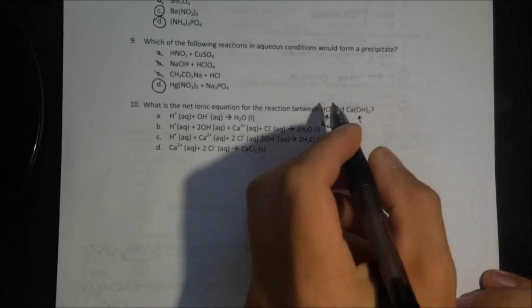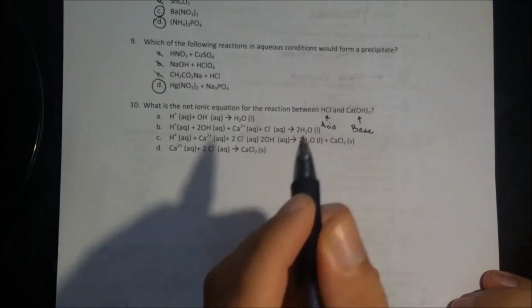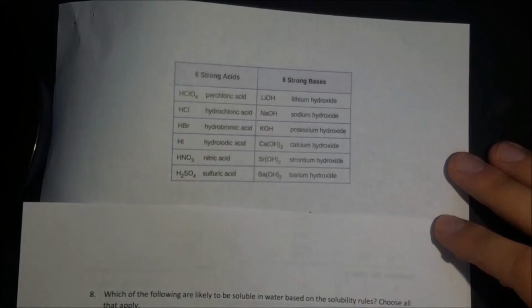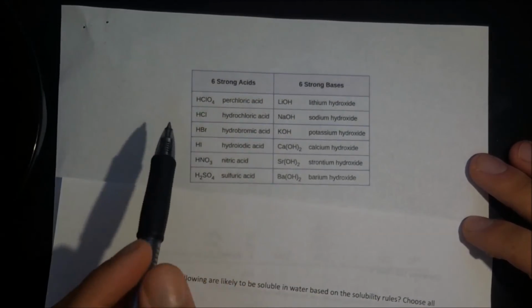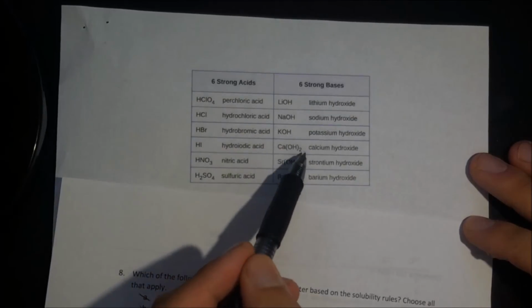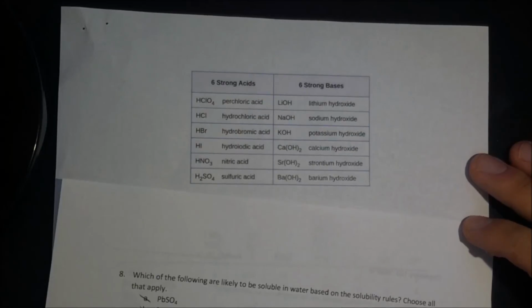And lastly, what is the net ionic equation for the reaction between HCl and calcium hydroxide? Well, let's see here. HCl is a strong acid. And calcium hydroxide is a strong base. If I can just take a second here, we can look at this table. This is a table that shows the strong acids and the strong bases. Hydrochloric acid is one of the strong acids. And calcium hydroxide here is one of the strong bases.